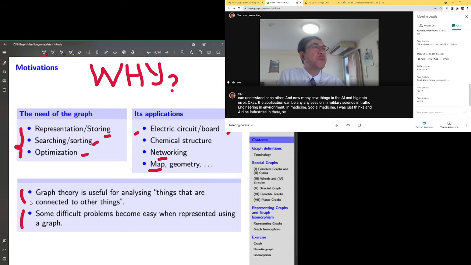So, briefly speaking, graph theory is useful for analyzing things that are connected to other things. If things in our life did not connect, then you wouldn't need to learn graph theory. But the reality is that everything in our world is connected together. You see, HCMUT is located on a small street, and that street leads to another sector of the city, and the streets connect together. That kind of thing can be described by graph theory.